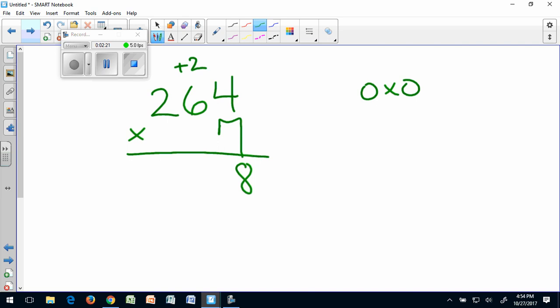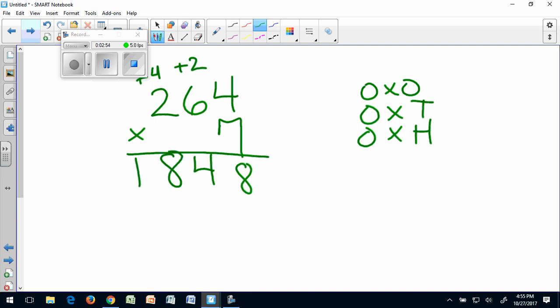7 times 6 is 42, and I need to add the 2. That becomes 44. I put my 4 in the tens place, and I carry the 4 to the hundreds place. So I did ones times tens, and now I'm doing ones times hundreds. So 7 times 2 is 14, plus 4 is 18. So my answer becomes 1,848.